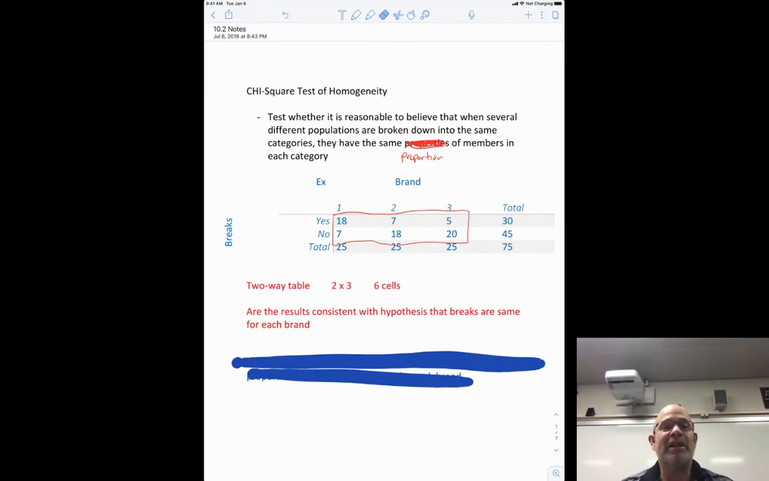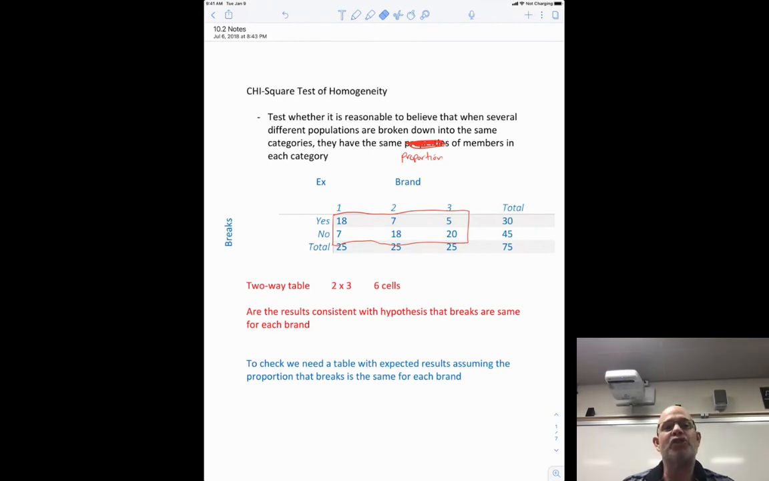Okay? So all we got to do is this. It's going to look and feel a lot like the other tests. We just need to find the expected values in each one of those cells, assuming that our null hypothesis is true, right? Just like last test, the goodness of fit test, we had a hypothesis, which was some sort of model, right? So we have the same thing here.